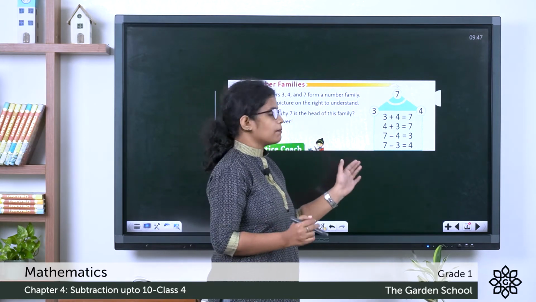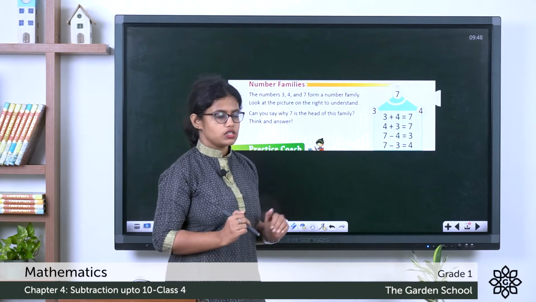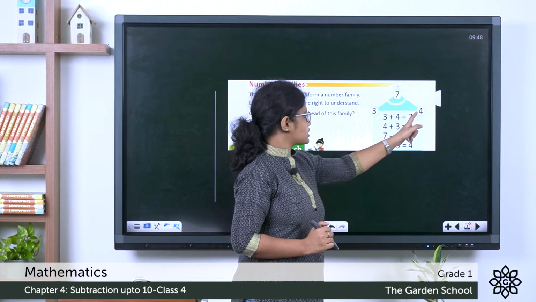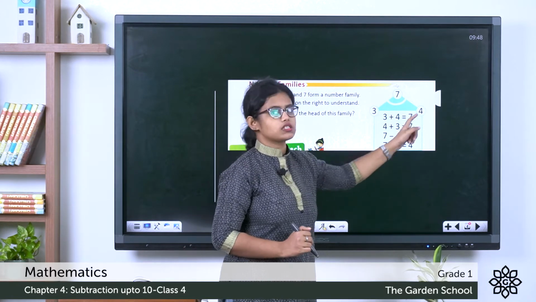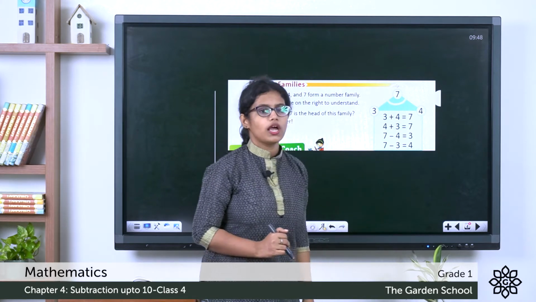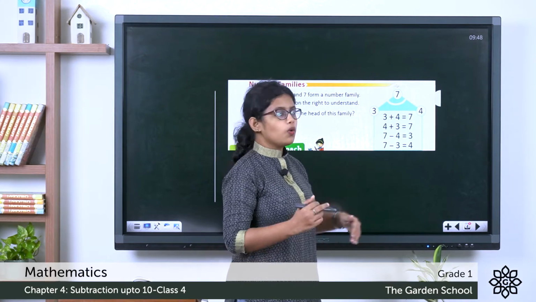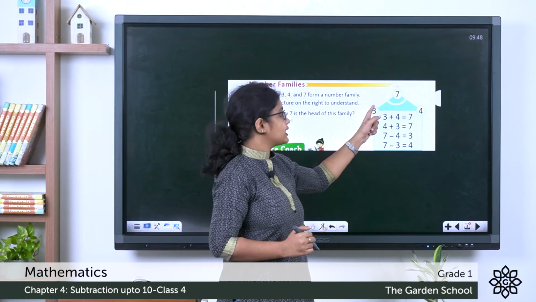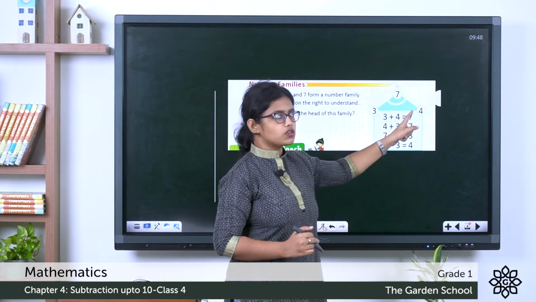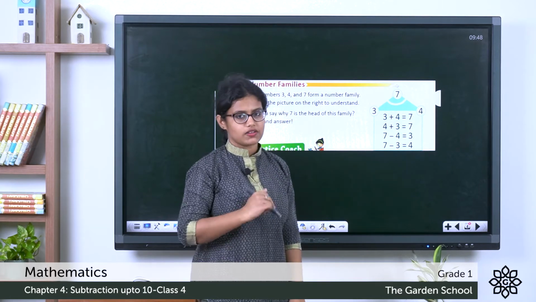So, with these 3 numbers, let's do addition and subtraction. See, 3 plus 4. First, we'll add these numbers together. So, what is 3 plus 4? 3 plus 4 equals 7. Now, let's change the order. In the place of 3, let's write 4. And in the place of 4, let's write 3. So, 4 plus 3 equals 7.